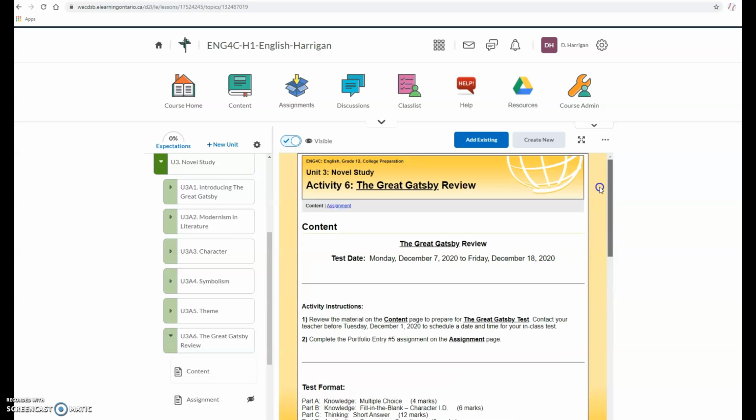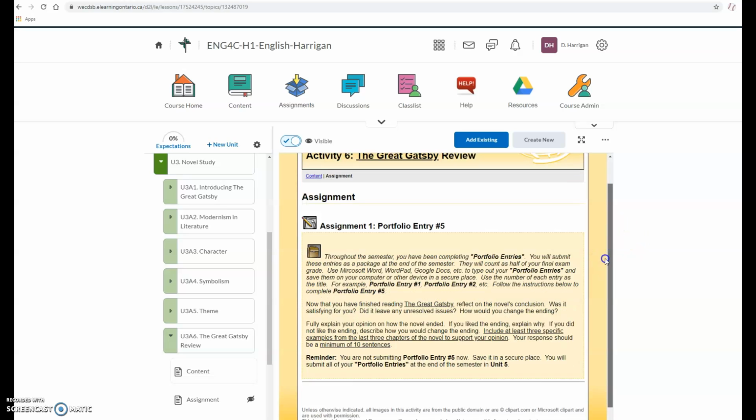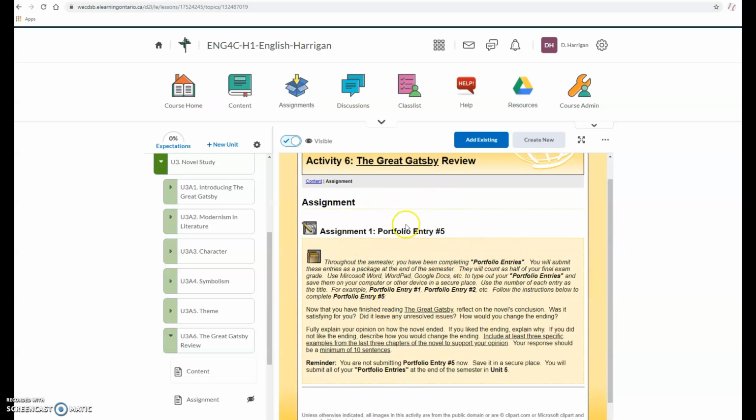One other thing to point out, on the review page, there is a final assignment. If you go to the assignment, there is a portfolio entry that ends our Great Gatsby unit as well. So make sure that you're keeping up with your portfolio entries. They are worth half of your final exam mark, and you'll hand in all of your portfolio entries at the ending of the semester. So if you're having any portfolio questions, let me know as well.